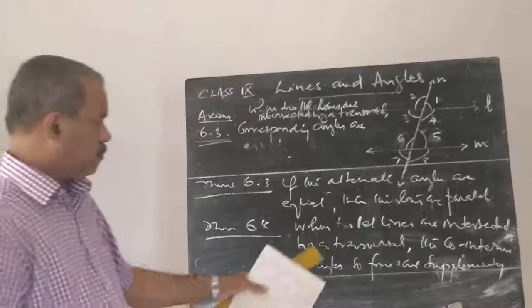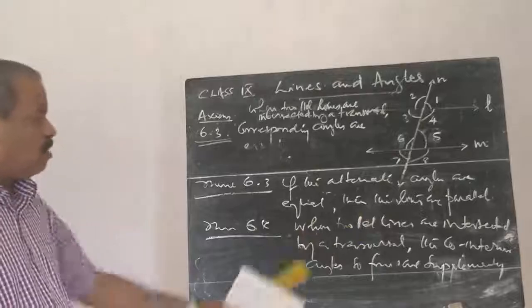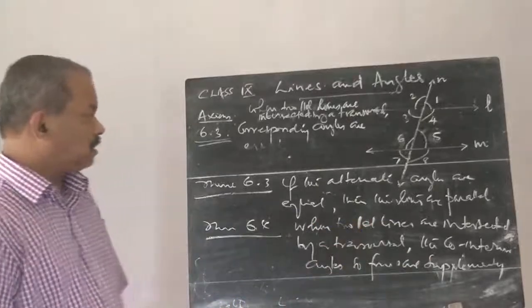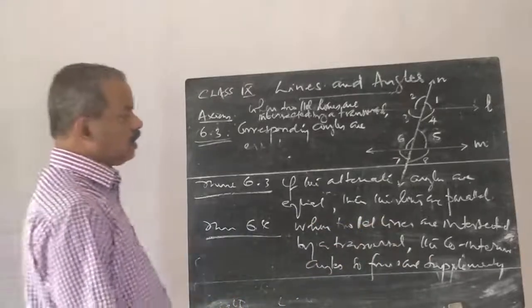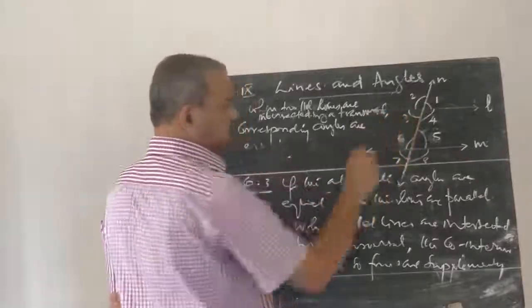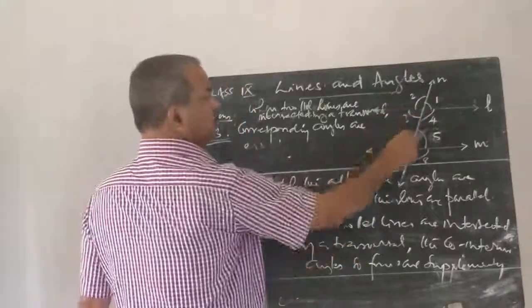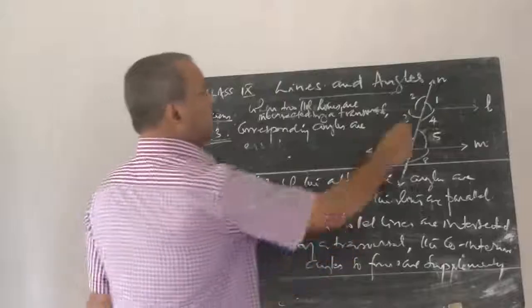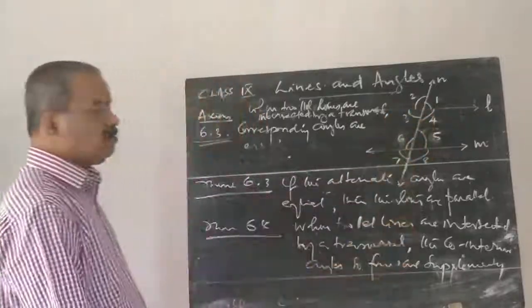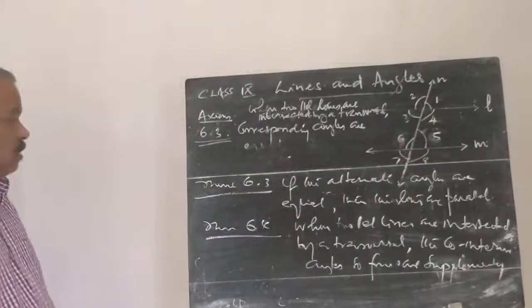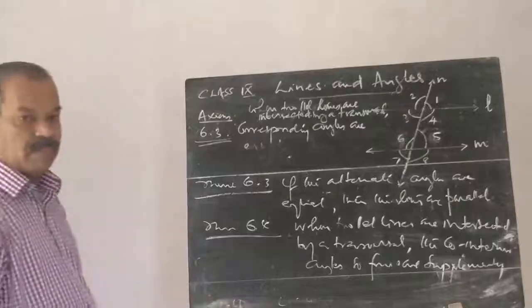Now theorem 6.4: when two parallel lines are intersected by a transversal, the co-interior angles so formed, 3 and 6, angle 3 plus angle 6 equals 180. Angle 4 plus angle 5 equals 180. This is theorem 6.4.